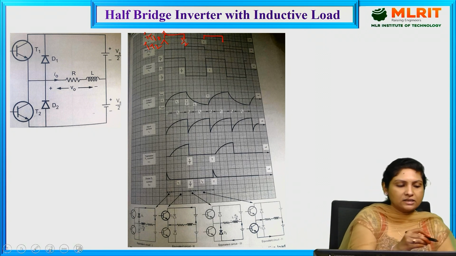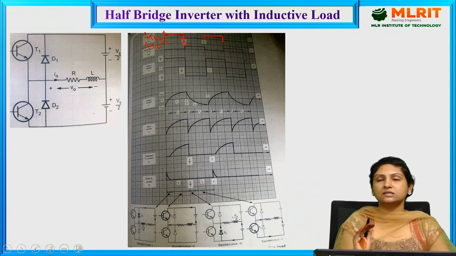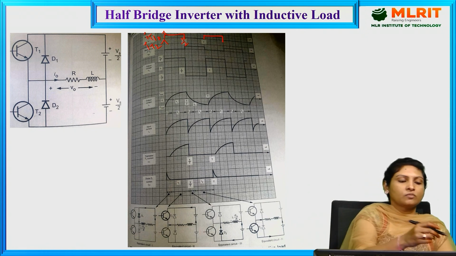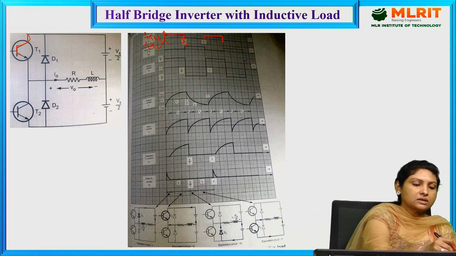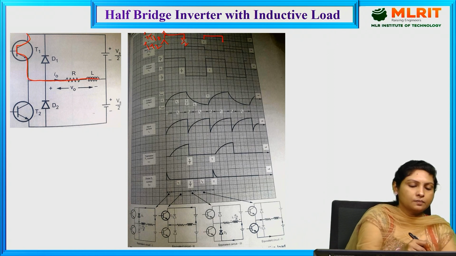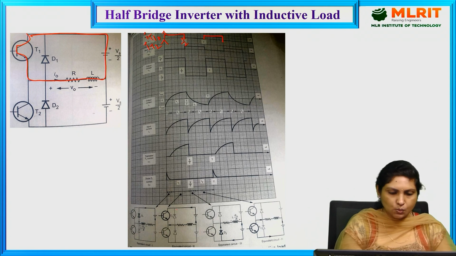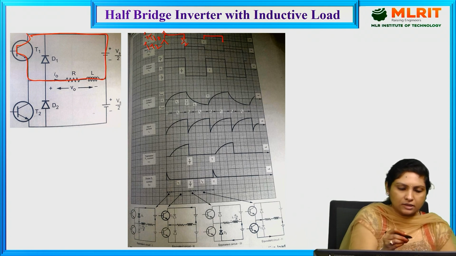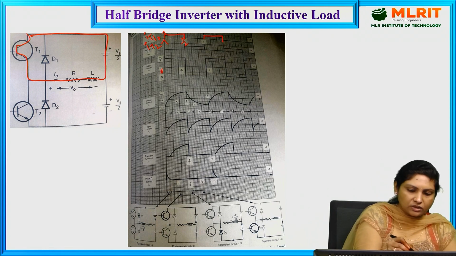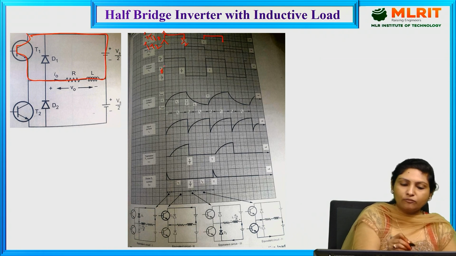And at that instant, the moment when we have provided the base drive for the transistor 1, transistor 1 gets turned on. And here transistor 1 is conducting current through the load and back to supply. So when transistor 1 is conducting, from this instant called 0, we have provided the triggering pulse for the transistor 1. So transistor 1 is conducting, and how long? Till the moment we have withdrawn the base drive for the transistor 1.